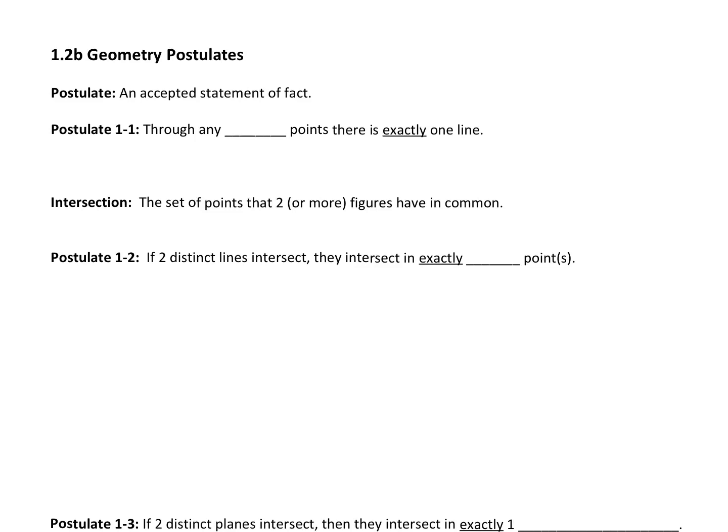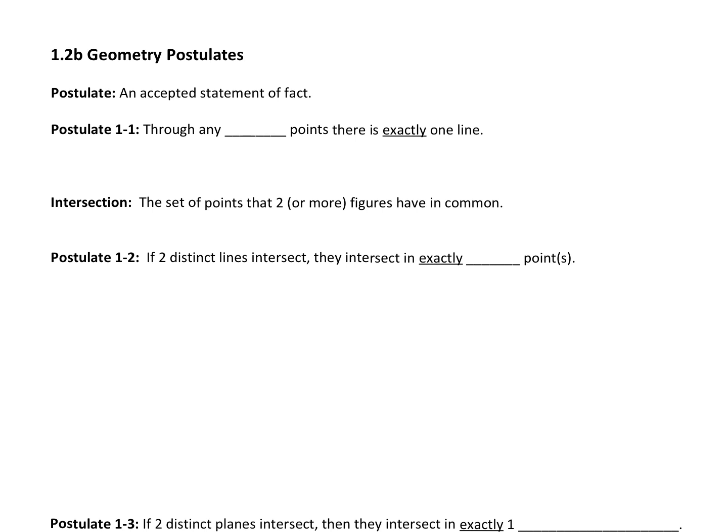Let me get my colors up here. The first postulate, postulate 1.1, says through any blank points, there's exactly one line. We need a number right there. Anyone think they know what that number is? Just tell me. What is it?